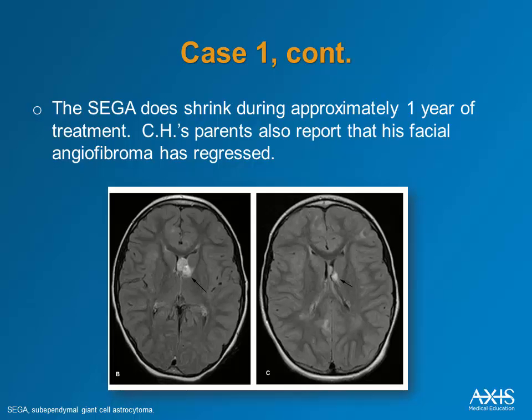In fact, he is started on everolimus, and over the ensuing several months, it is found that the SEGA does actually shrink. And incidentally, his parents report that there's been some improvement of his facial angiofibroma. The two MRI scans here show a significant shrinkage of the subependymal giant cell astrocytoma on the left at the outset of treatment and on the right after approximately 1 year of treatment. So I'm going to turn it over to Darcy for the next case.